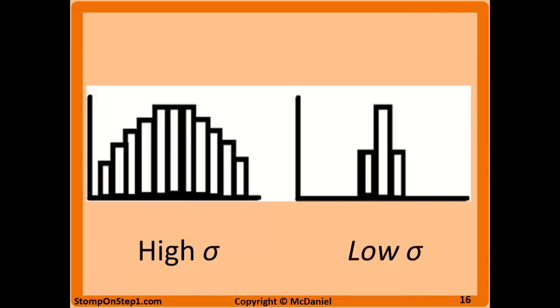You can see that graphically with different histograms. This histogram on the left has a higher standard deviation because you can see there's a lot of different values spread out across, and they vary a lot more. But on the right, almost all the values are virtually identical, so there's very low standard deviation.